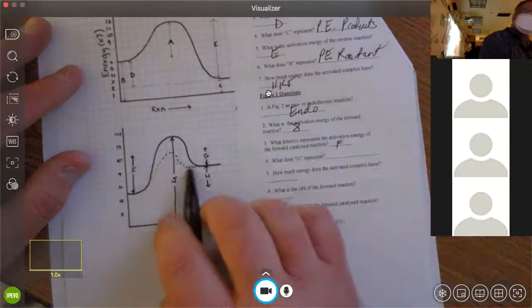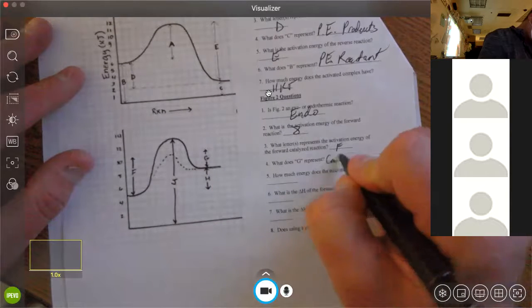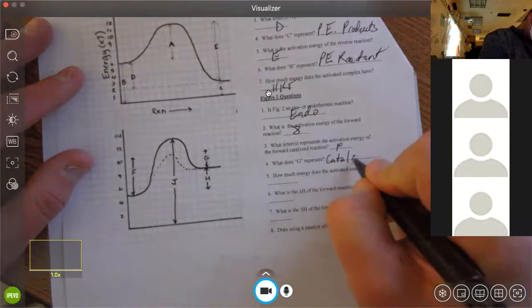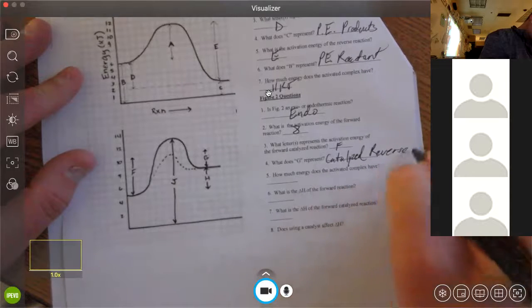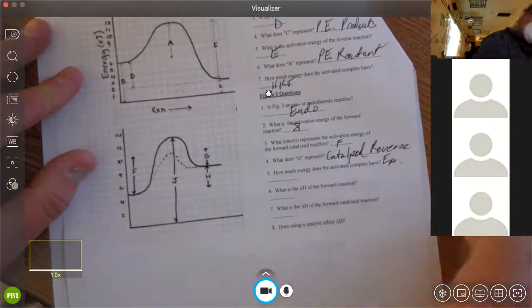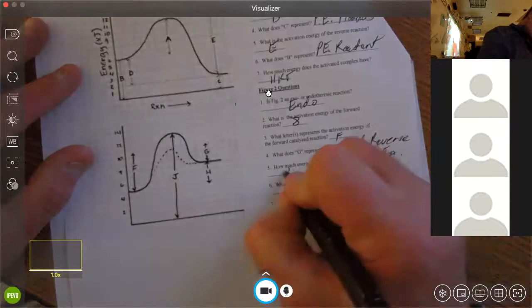Remember, the catalyzed reaction is the dotted line. What does G represent? That's the catalyzed reverse reaction activation energy. How much energy does the activated complex have? That's easy. That is J.